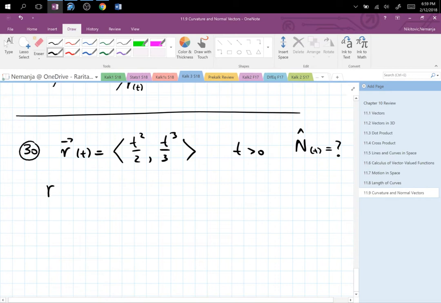Let's quickly compute this. So what's the r prime? Anyone? T squared. Great. And what's the magnitude of r prime?